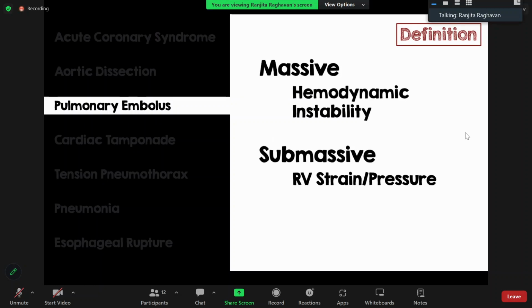You can get a submassive PE where you might see some RV strain, especially if you're using your ultrasound. You might see some of that RV strain there, maybe even have a troponin as well.